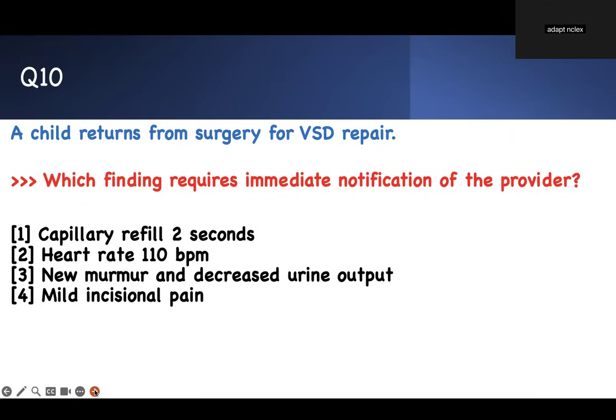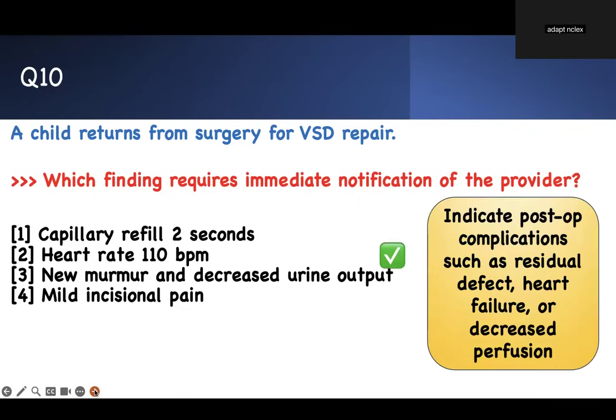What do you think? Question number 10. I know you got it. 10 out of 10. Look, incisional pain, unexpected finding. Capillary refill 2 seconds, that's better. Blood flow is good. Heart rate of 110, Mr. Child, it's okay. A heart murmur means the repair did not work. Decreased urine output, heart failure. Therefore, we got to do something about it.